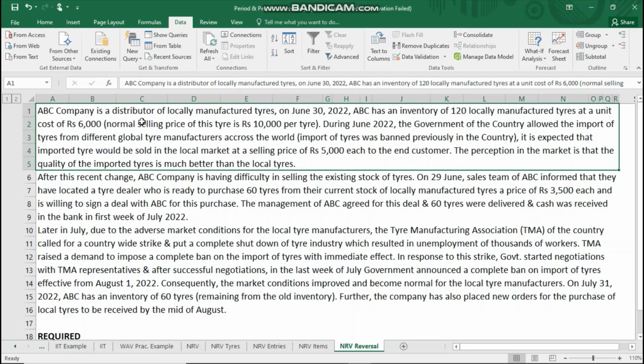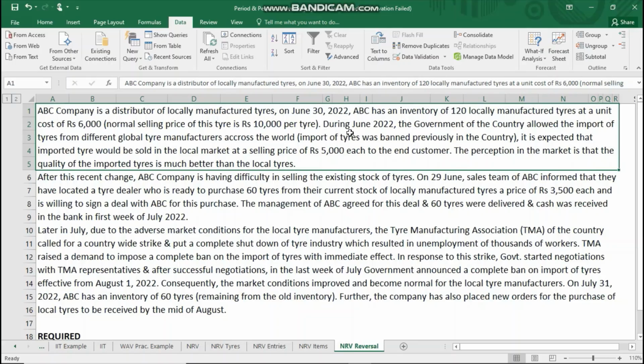ABC company is a distributor of locally manufactured tires. On June 30, 2022, ABC has an inventory of 120 locally manufactured tires at a unit cost of rupees 6,000. Okay. Normal selling price of this tire is rupees 10,000 per tire. Okay. So selling price is given 10,000 and the cost is 6,000.